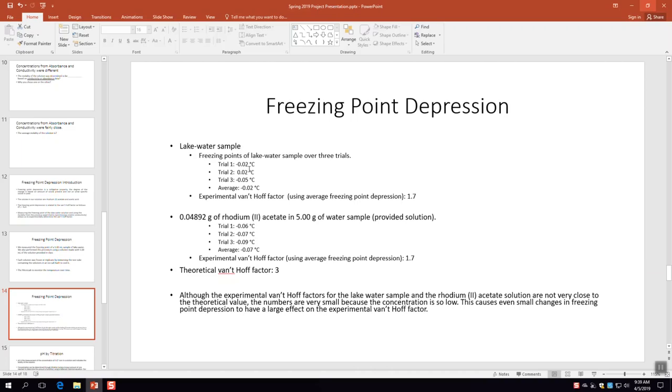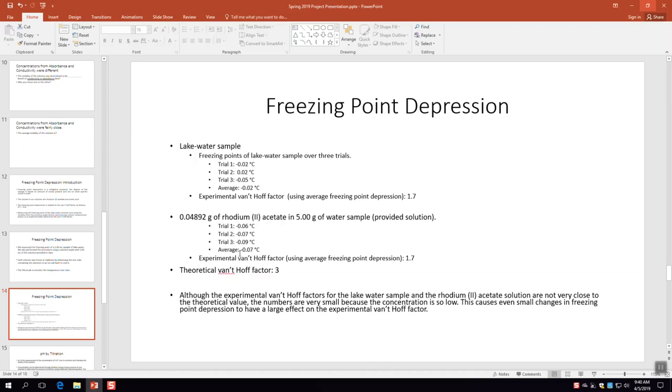Keep in mind, you're not going to get experimental van 't Hoff factors of thousands or something like that, but they may not be super close to each other just from small deviations in the thermometer, in the placement of the thermometer, in the calibration of the thermometer, or whatever. The temperature changes simply aren't big enough. This can be looked at as a disadvantage or a poor experimental design. However, that's something you could talk about in a presentation.